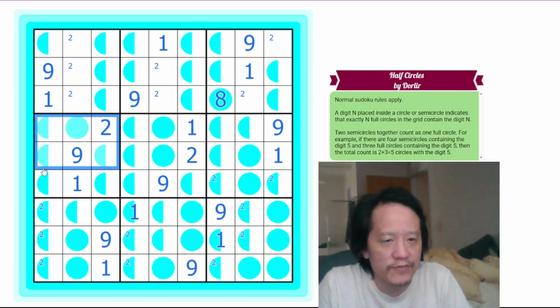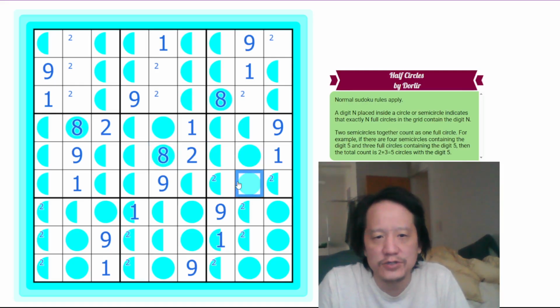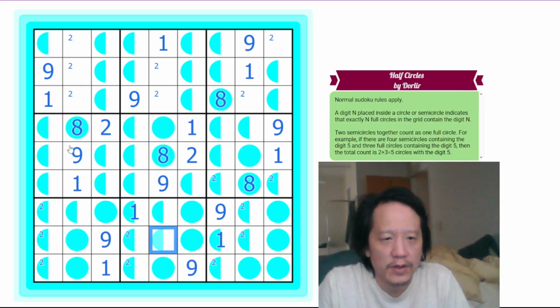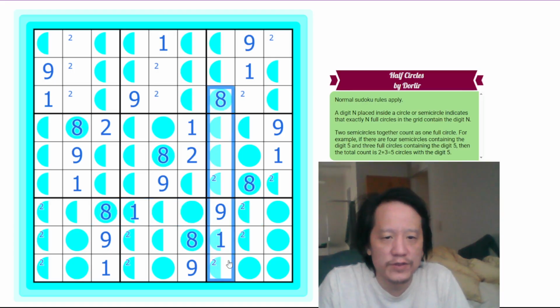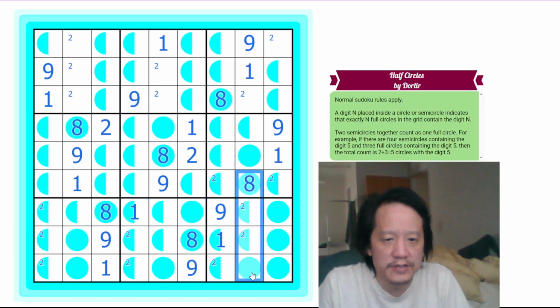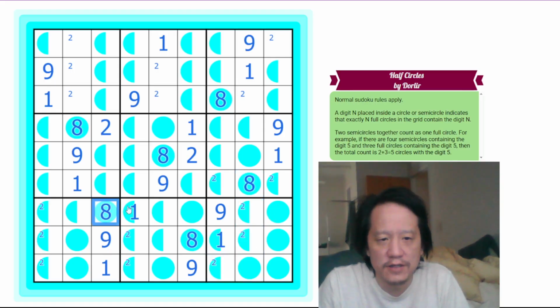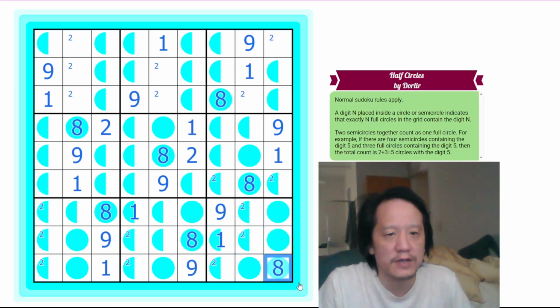In this left central box, this must be an 8, which eliminates 8 here, so this must be an 8 here, which eliminates 8 here, so this must be an 8 there. This 8 eliminates 8 possibly here, so this is 8. This can't be 8, and this can't be 8, so the full 8 must be there. And this 8 and this 8 eliminate these 8s as possibilities, and the 8 here and the 8 here eliminate these as possibilities, so this must be 8 there.